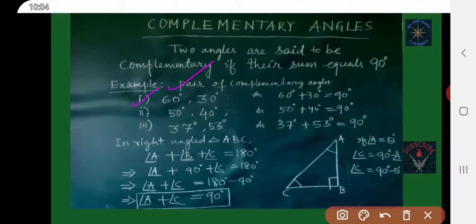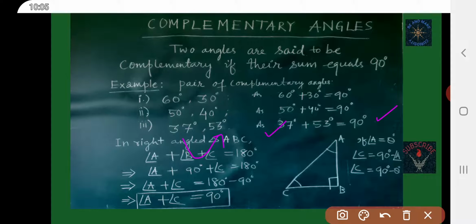Here 60 plus 30 is 90, so 60 and 30 are complementary. 50 plus 40 degrees is equal to 90 degrees, so 50 degrees and 40 degrees are complementary. 37 degrees plus 53 degrees is equal to 90 degrees, so 37 degrees and 53 degrees are complementary.